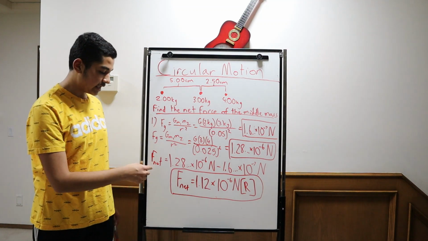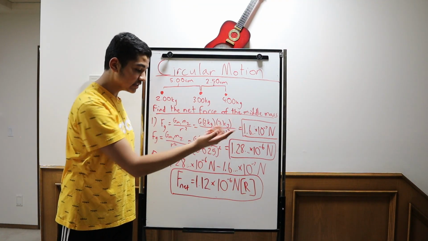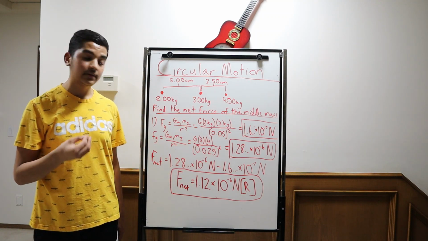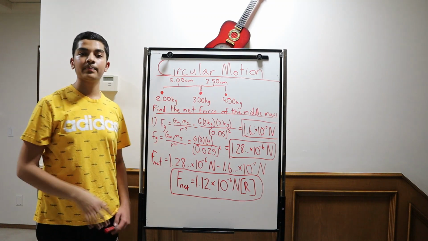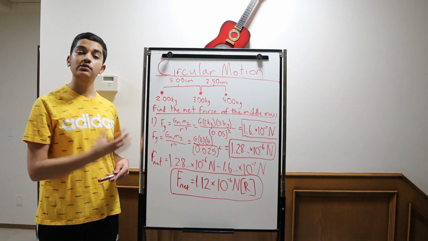Now once we do that, we take F net is equal to this force subtracted from this force, and we get that the net force is 1.12 times 10 to the power of negative 6 newtons towards the right. So this is just one of the simpler examples of using the gravity formula to solve some problems.